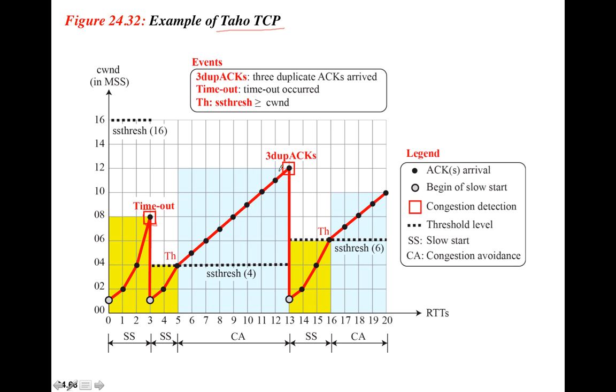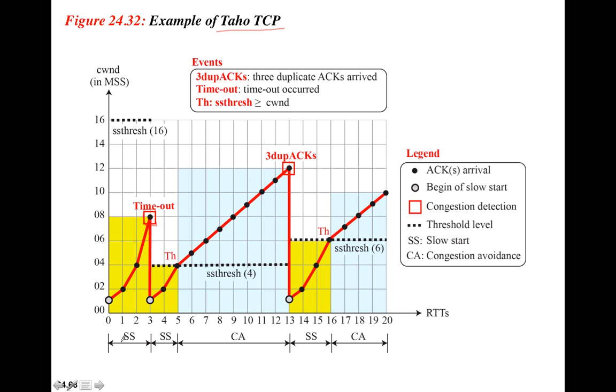At this point, we have encountered 3 duplicate acknowledgements. 3 duplicate acknowledgements also indicate a packet loss. So once again, we bring down the speed back to 1. This was the point where we encountered it at point 12. We bring down the threshold to half of it, which is 6. And the process continues again.